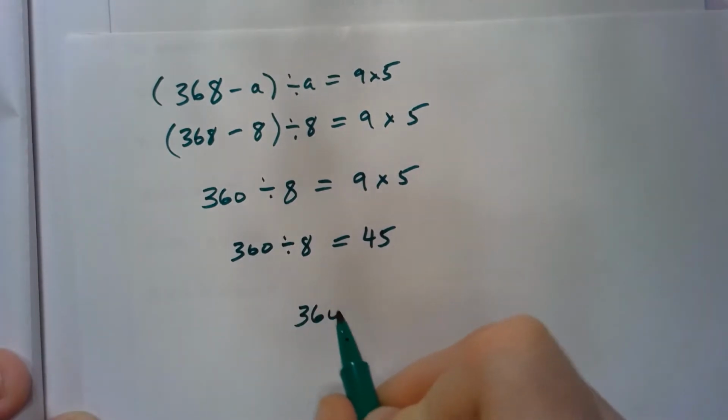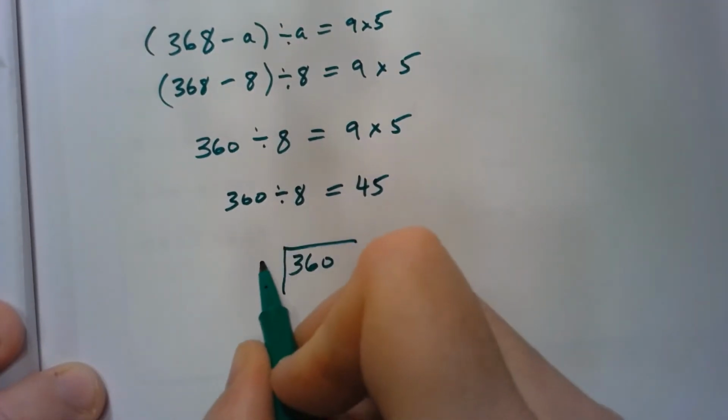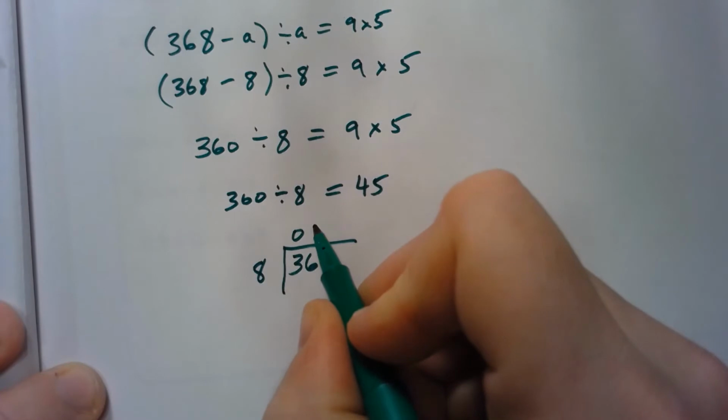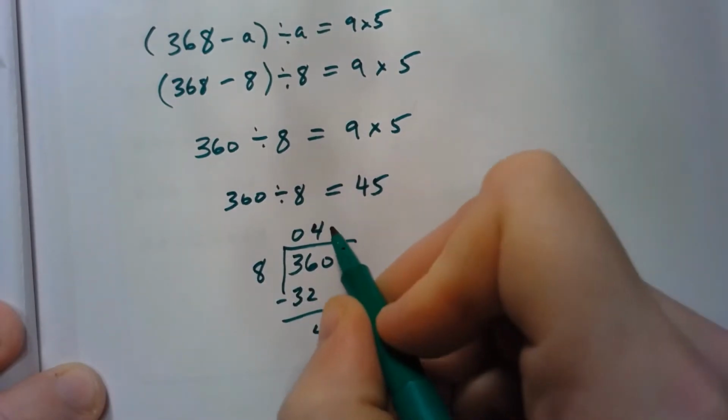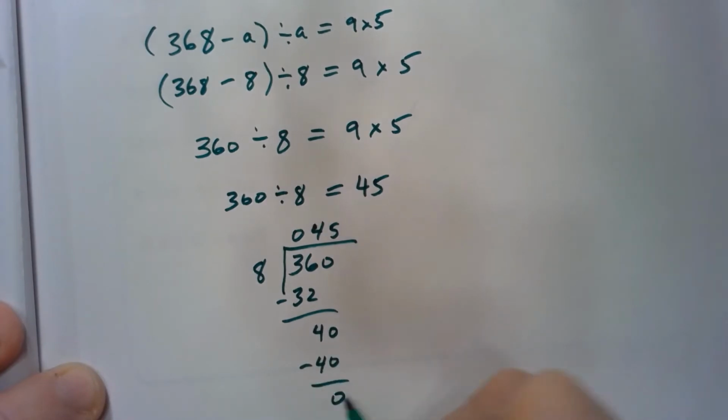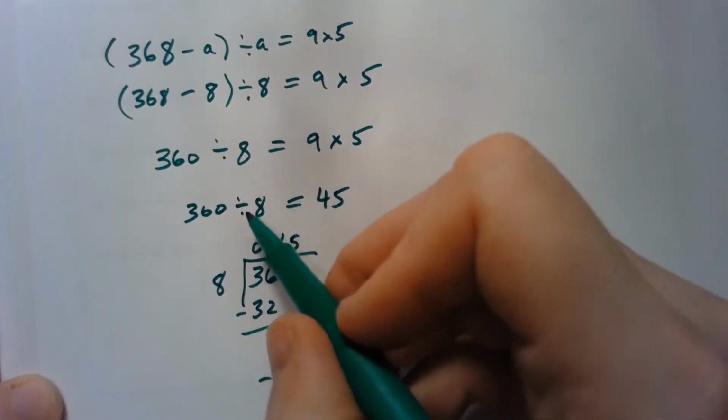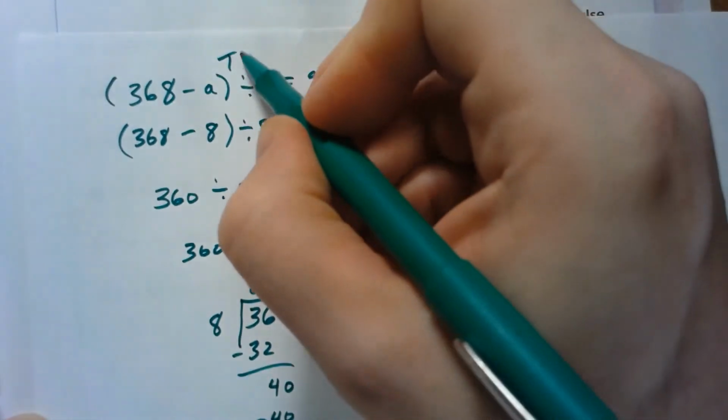So I need to do some division to figure that out. 360 divided by 8. Looks like that's going to go in 4 times. And 8 goes into 45 times with no remainder. So we have a true statement. This is true.